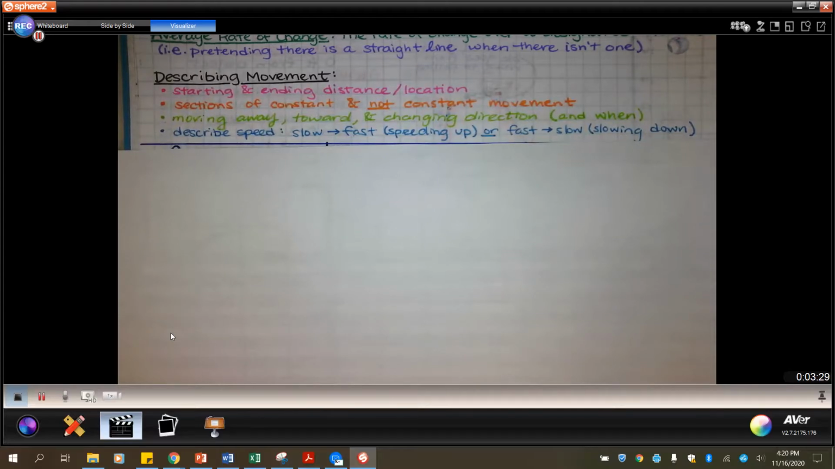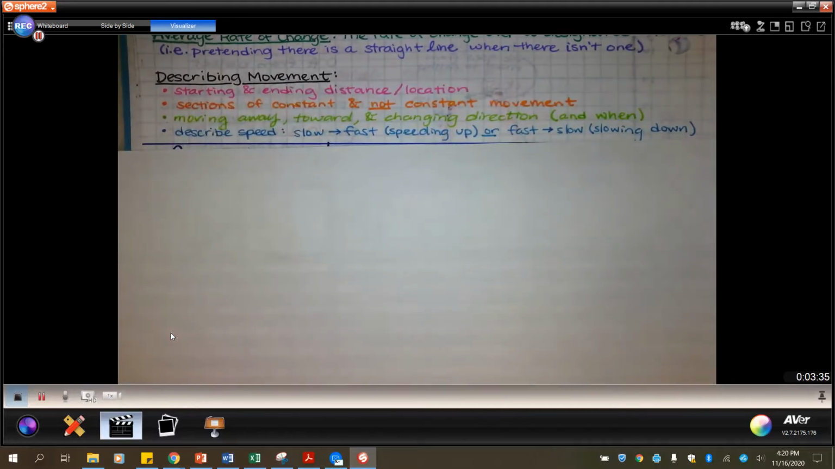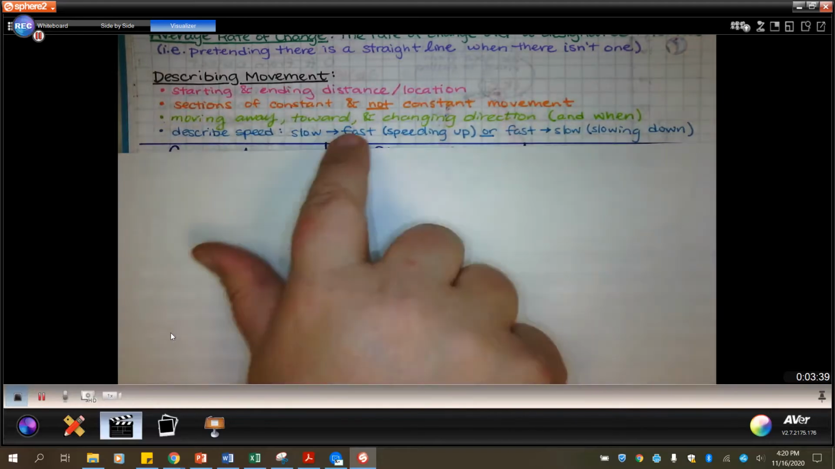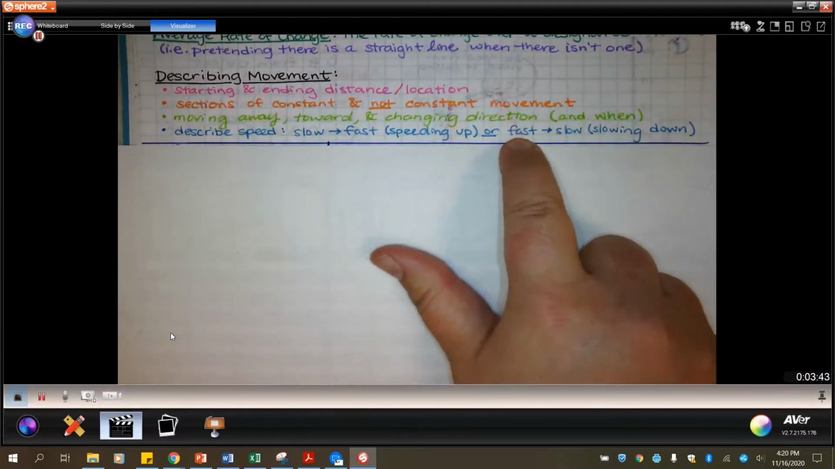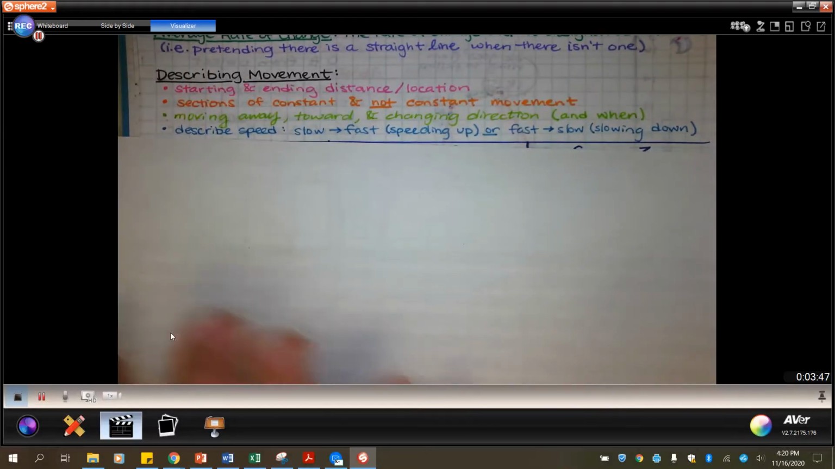You won't always have to mention everything, because sometimes there won't be a constant part. It'll all be not constant. Sometimes there won't be a change of direction. Okay, they might be moving toward the entire time. Maybe the whole time they're going fast to slow, so it's slowing down. But the point is that you want to consider all of these options or scenarios.